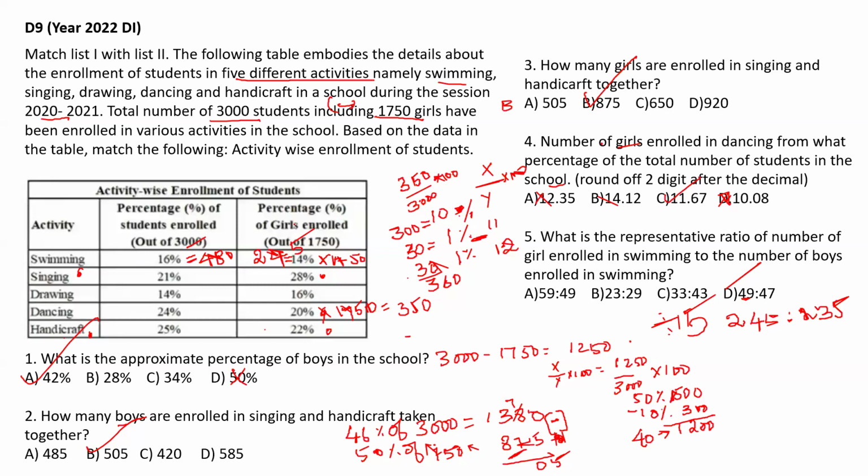And the total number of girls participated in swimming is 1,750. How many percent are participating? 14%, right? So 14% is 245. So now the total number of students participated in swimming is 480, and girls are 245. If you take the difference, you will get 235. That is for boys, and 245 is for girls.